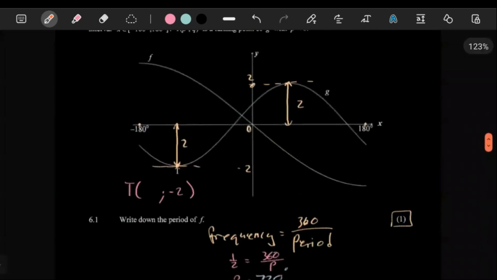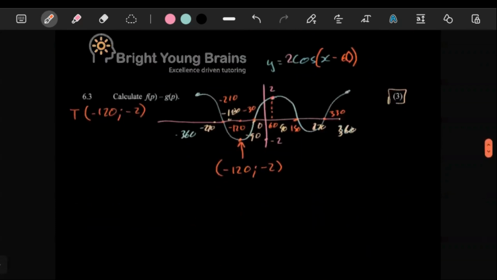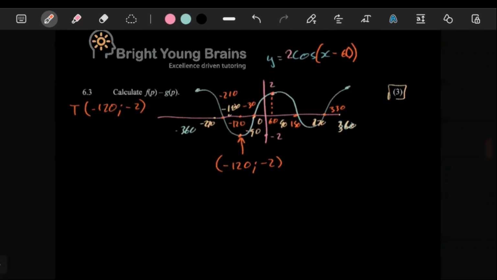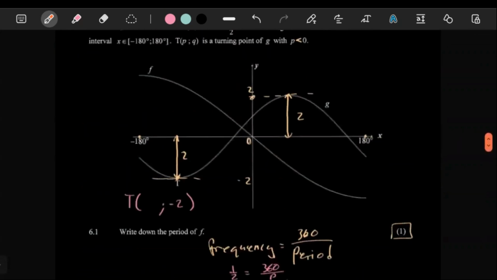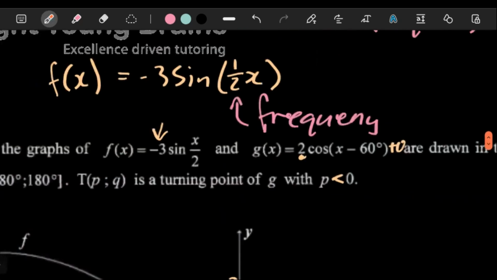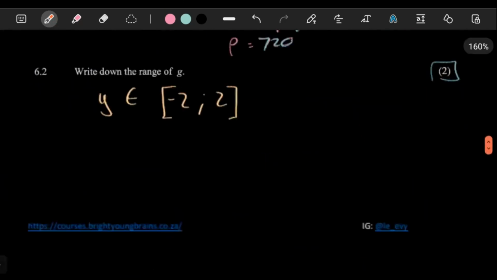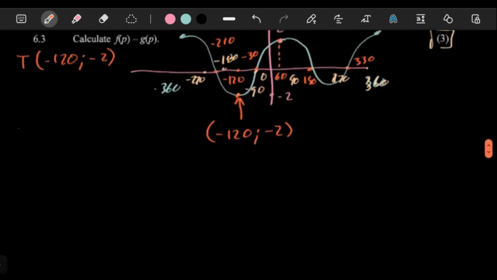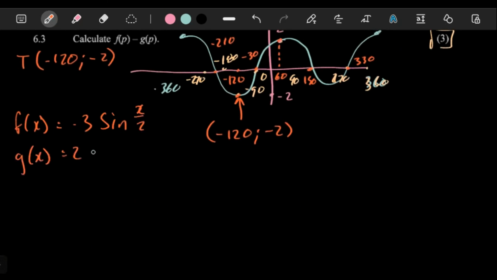We just finished the question, because remember, the turning point was initially at -180, but it was moved 60 to the right, as we have just identified. So carrying on now, we can work out this question here. We now know what P is. P is just -120. And they didn't say anything about not using a calculator. So guess what? We are going to use that calculator. So let's just write out the equations here. f of x is -3 sine x over 2. And then g of x is 2 cos (x minus 60).